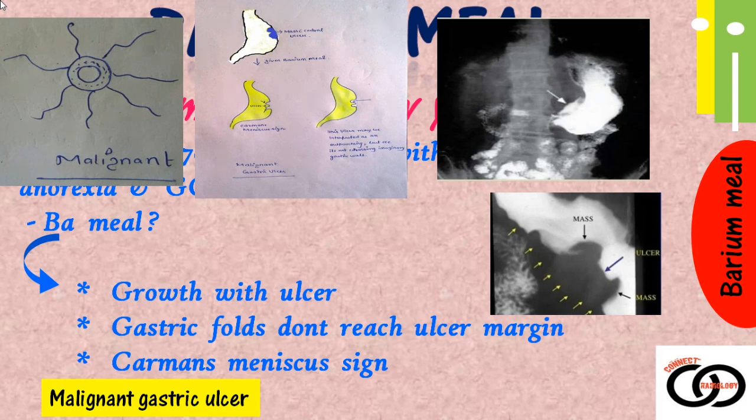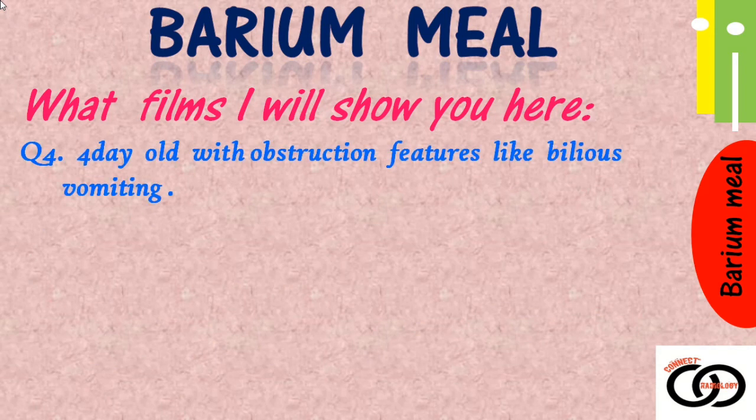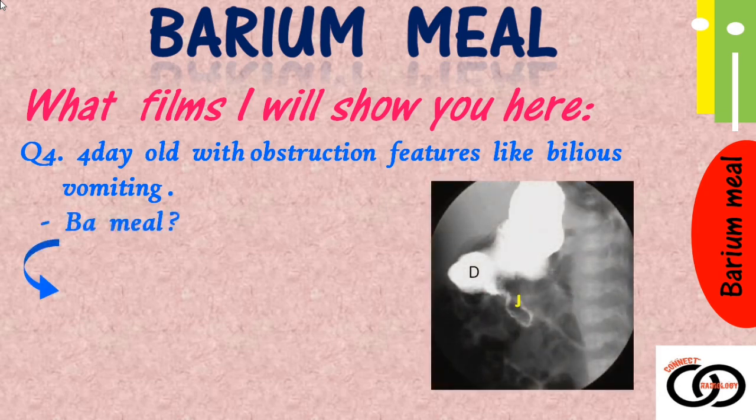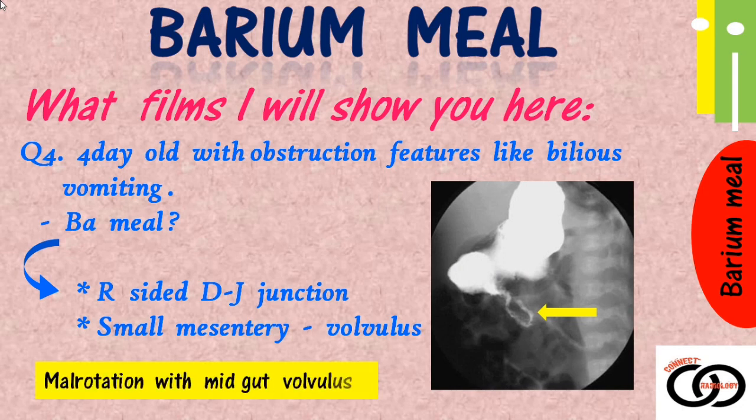Okay, and the last film for today's case is, see this question. A 4-day-old baby presented with features of obstruction like bilious vomiting, etc. Barium meal was done and we found this film. Okay, see this picture. Can you appreciate that DJ junction is on the right side? That is, we are dealing with a case of malrotation. In case of malrotation, usually the mesentery is small, so the midgut undergoes volvulus here. So the diagnosis for this film is malrotation with midgut volvulus.